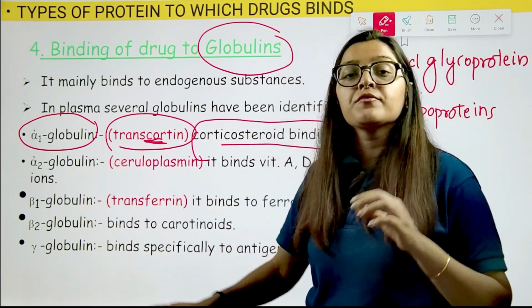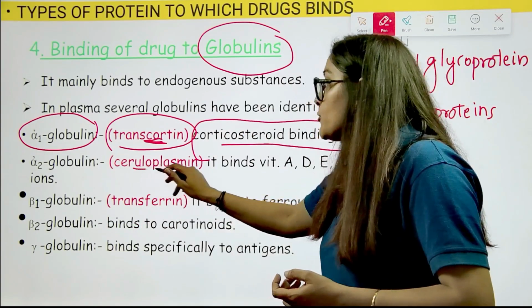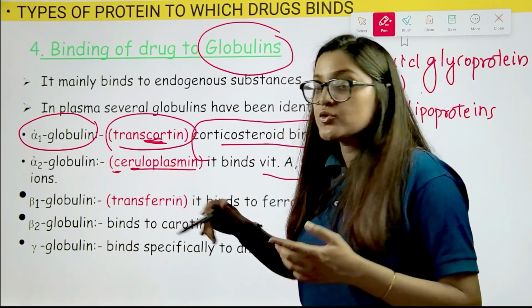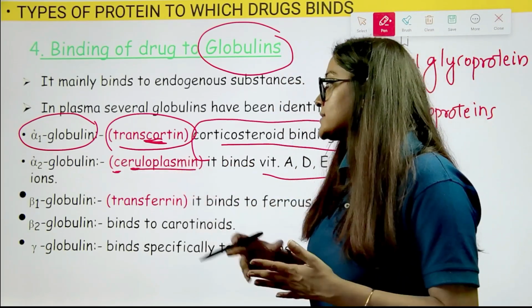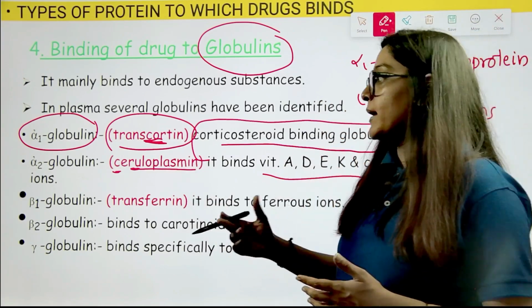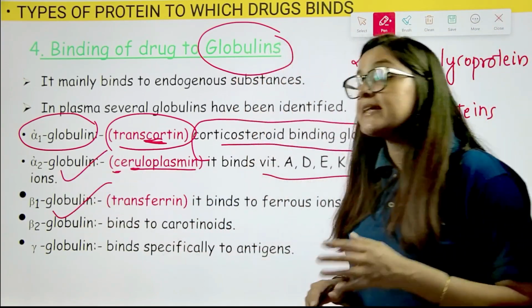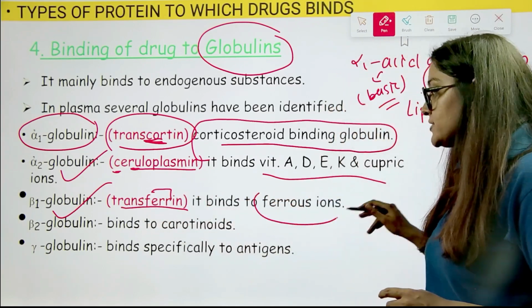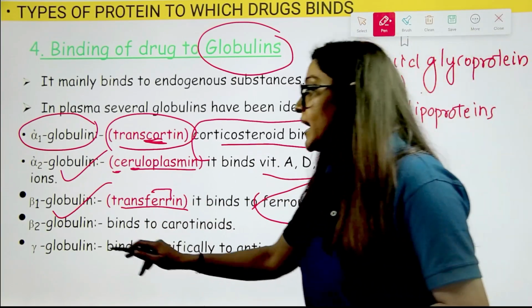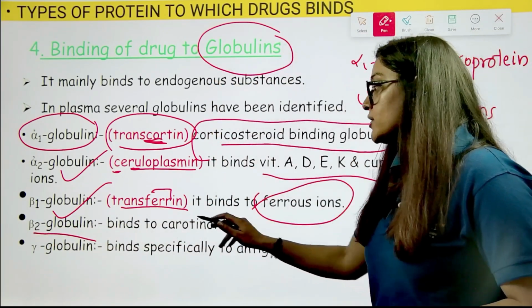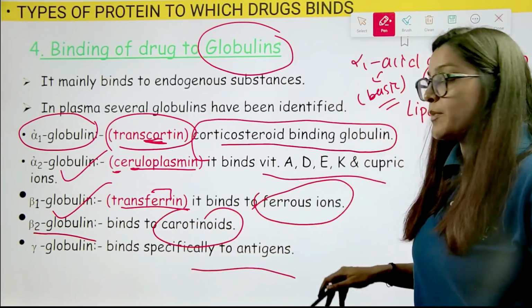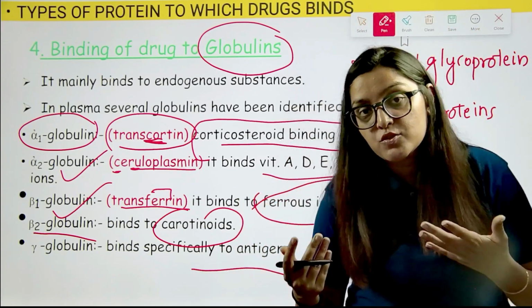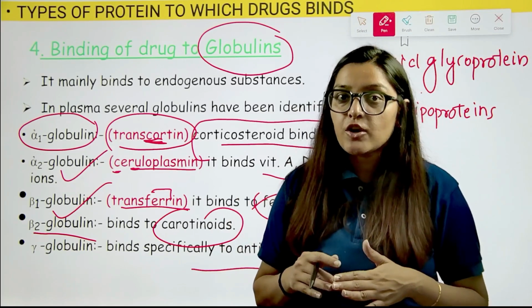In the alpha 2 globulin, we call it ceruloplasmin. Ceruloplasmin mainly binds to your vitamins and cupric ions, right? We have C, we have U, so we can correlate that copper is there. The water soluble vitamins A, D, E, K bind to the alpha 2 globulin. Then we have beta 1 globulin, which we refer to as transferrin. In the name we have 'ferrin', which means it binds to none other than your ferrous ions. We have beta 2 globulin as well, which binds to the carotenoids, and gamma globulin, which binds specifically to your antigens, right? So I think now you are clear on the different plasma proteins to which our drugs can bind, based on the nature of the drugs as well.